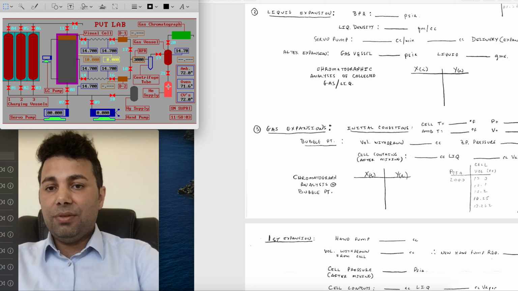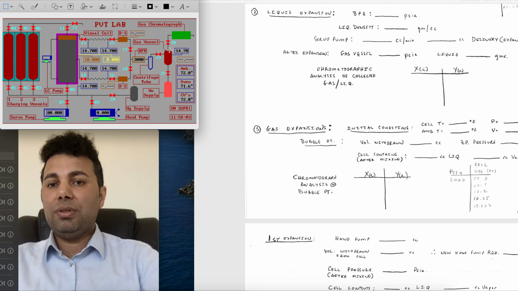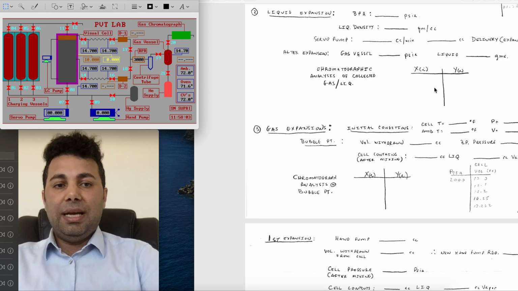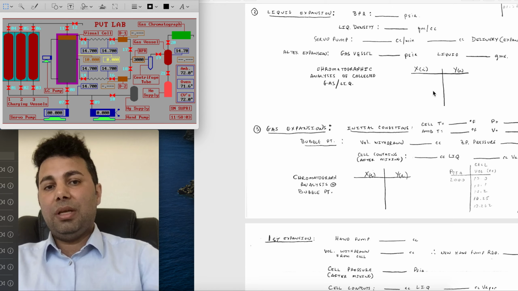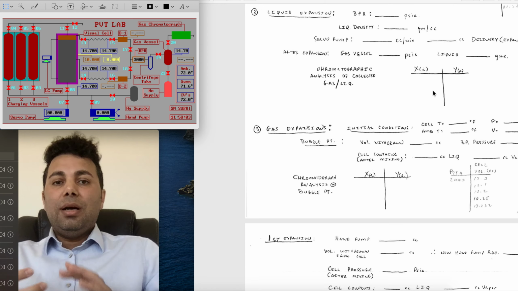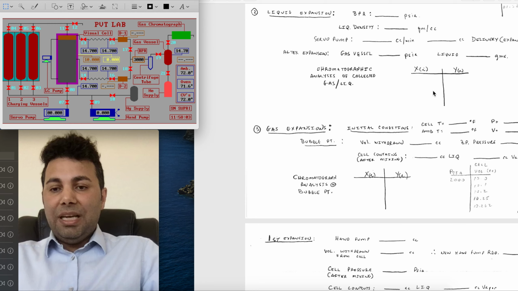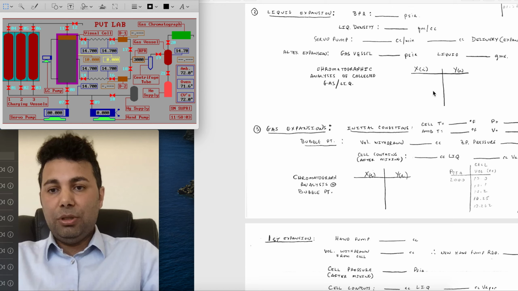Basically, if you press F9, it's going to send the helium to the visual cell and to the gas vessel, and then it's going to carry the gas to the gas chromatograph. Then you press F10, it gives you the gas composition, and you're done. So at this point, you are done with the flash vaporization test, and you are done with the liquid expansion test or separator test.